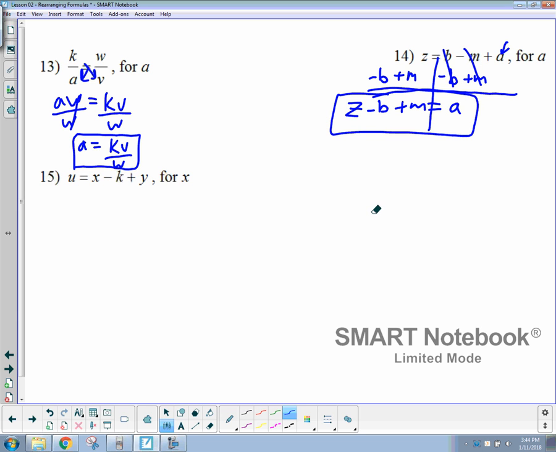And the last one down here, X. Same thing. I'm just going to kill two birds with one stone. I'm going to add K and subtract Y. What you do to one side, you do the other. So we're going to get X. That's going to be U plus K minus Y. Put a little equal sign there. And that's the answer you should get. Or something close to it.